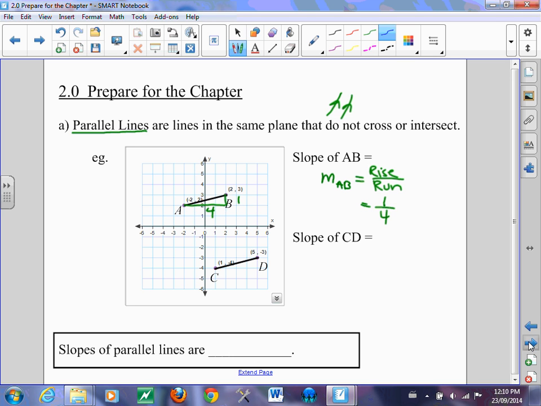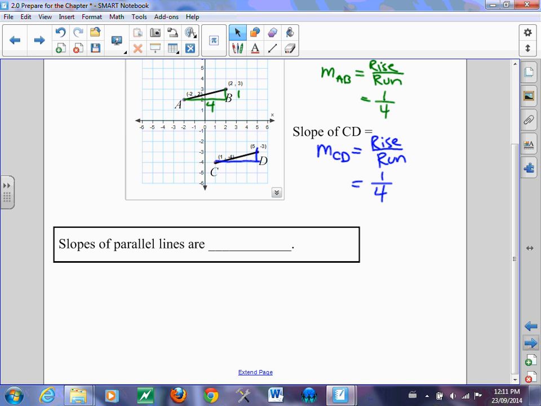All right, let's take a look at our second line, CD. Again, we do the same thing, m, but in this case, we're going to go with CD. So slope of CD equals rise over run, and that equals 1 over 4. So what do we notice about lines that look parallel in terms of their slopes? Hopefully you've got this one figured out, folks. Slopes of parallel lines are equal or the same. Okay? Remember, by definition, they will never cross or intersect, and they have to have the same slope, otherwise they will cross or intersect. Great.